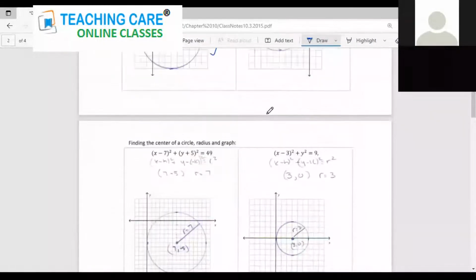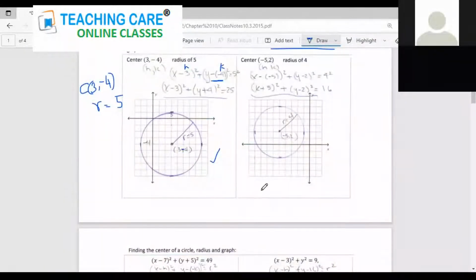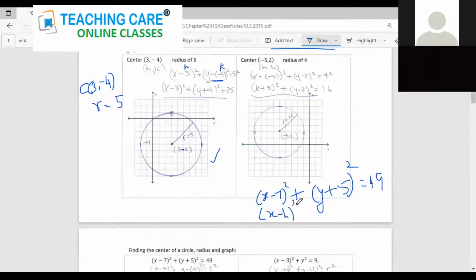Now let me prove it. In this one, you need to find the center of the circle and the radius and then graph it. So let's start. It's x minus 7 the whole square plus y plus 5 the whole square equals 40. I need to find the center and the radius. First write the standard form: x minus h the whole square plus y minus k the whole square equals r squared.